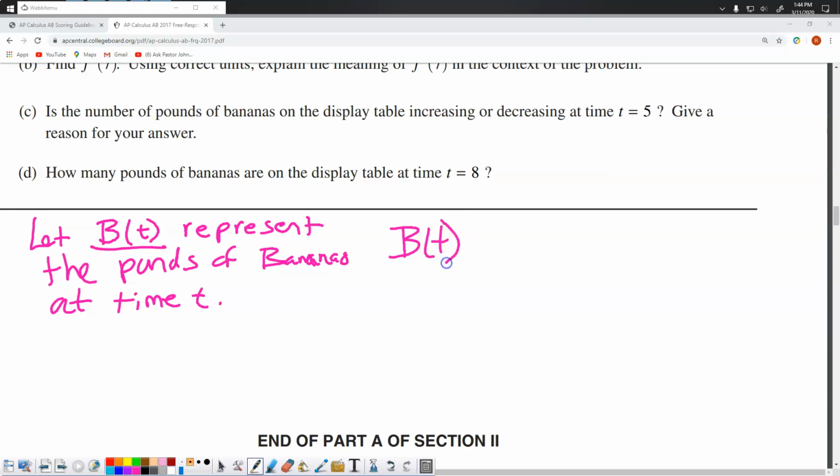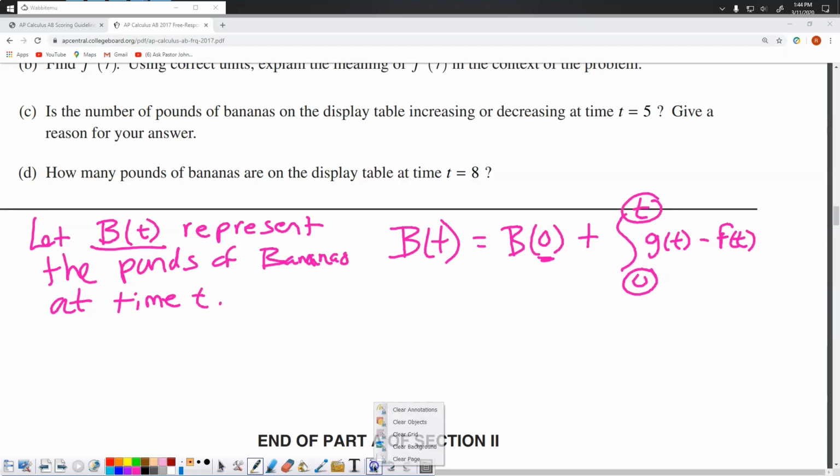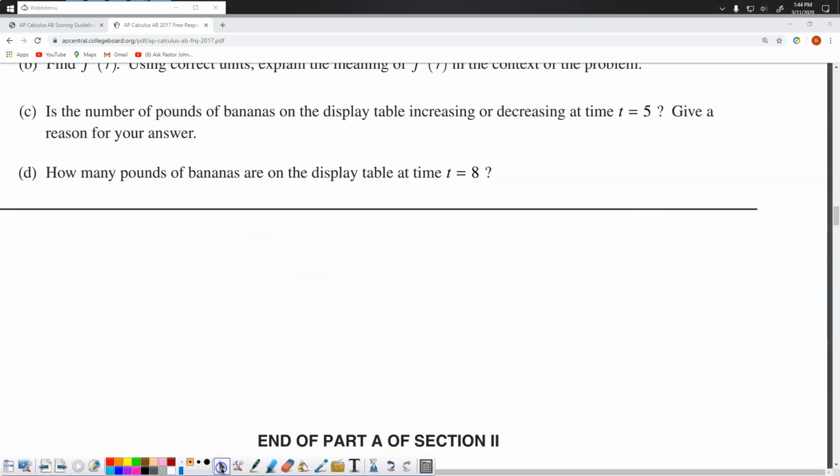But what we've been learning in class is that the final amount is equal to the starting amount, whatever your starting time may be. In this case, we're going to go with 0, plus the integral from 0 to whatever time you're looking at for your rate in minus your rate out. But there's a little bit of a problem here, and the reason we have a problem is because for this particular question, both functions do not go from 0 to t. One of them does, the other one does not.